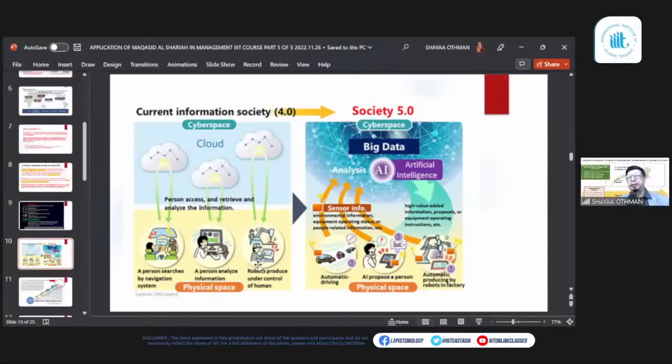And then we forget the most important element of information, which is to analyze it. There are people who analyze it, but it takes time. But with Society 5, looking into artificial intelligence, all the information in the cloud today, which they bring to humans in a physical space to analyze, now you're going to have artificial intelligence that analyzes information. The big data on the cloud, they analyze it.